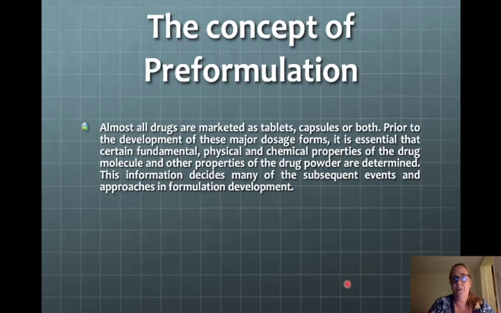So the concept of pre-formulation is that all drugs that are marketed as tablets, capsules, or both, prior to the development of these major dosage forms, it's essential to have certain fundamental physical and chemical properties of the drug molecule and other properties of the drug powder that are determined. So the information decides many of the subsequent events and approaches in the formulation development.